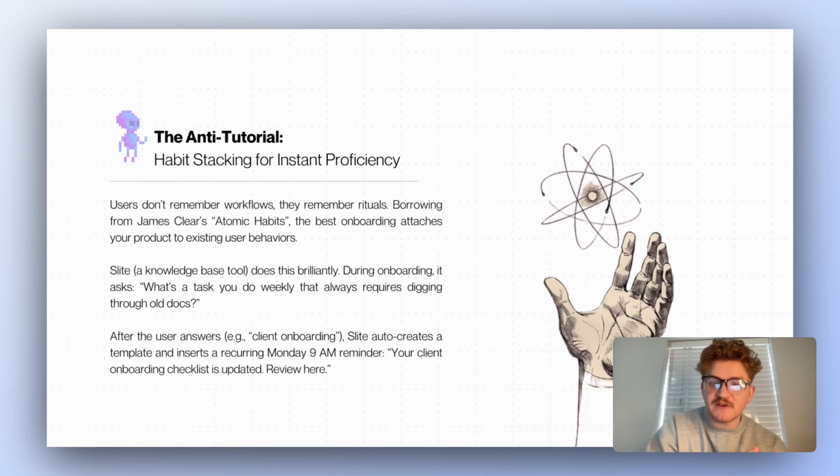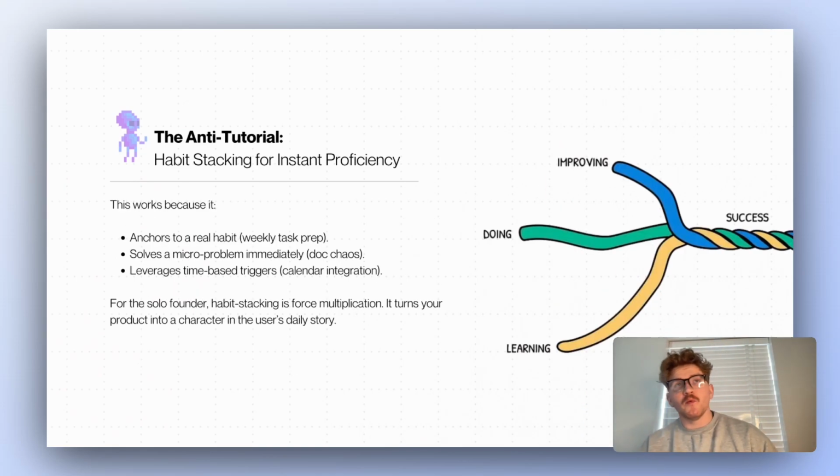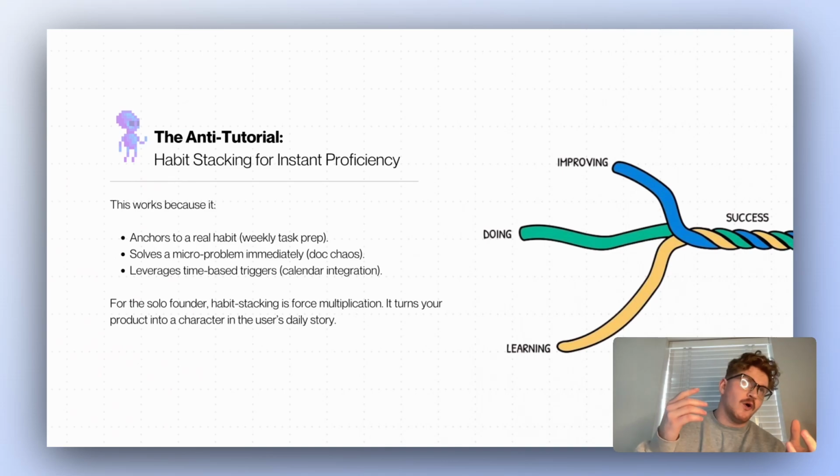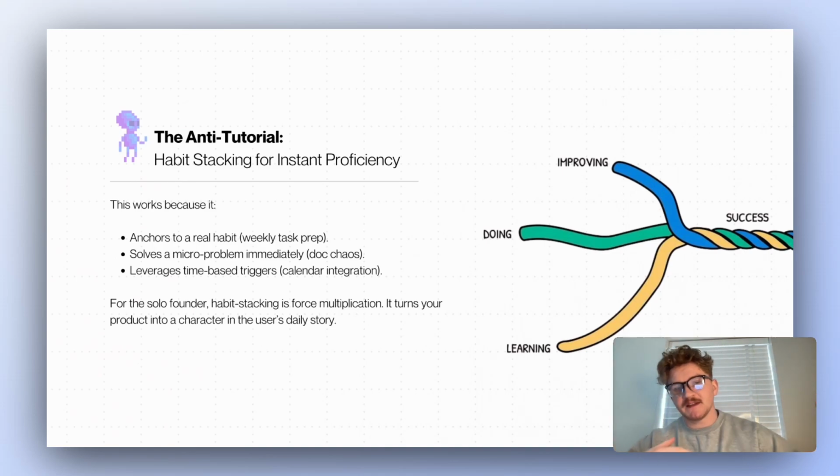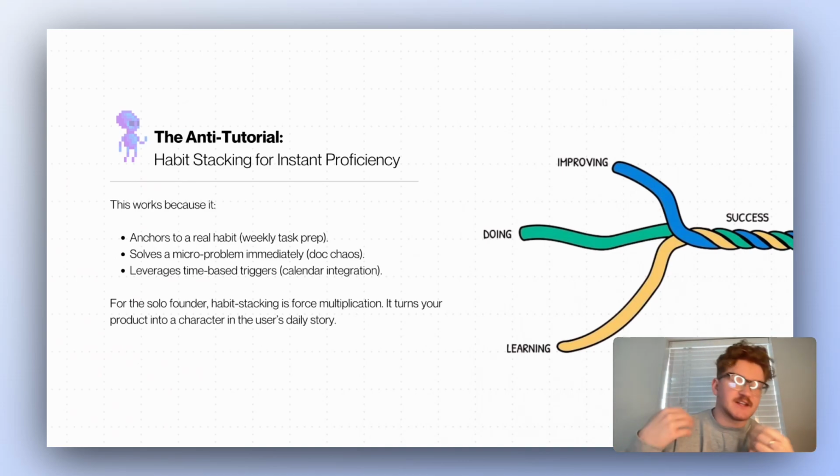If I'm emailing them every day with new leads, they're going to come back to the app. This works because it anchors to a real habit, like a weekly task or a daily task, whatever it may be. It solves a micro problem immediately. For Slide, it's document chaos. For SIA, my SaaS, it's finding leads every day and not having to search for them online. And then it leverages time-based triggers. So for example, every single day at 9 p.m., the users get the email.